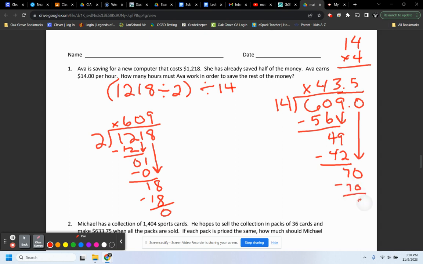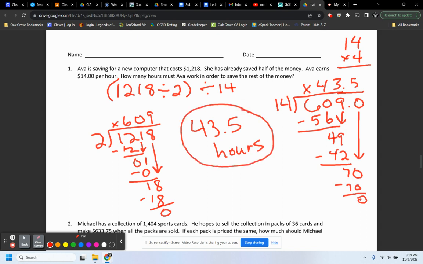Remember not to do that in your head. I just don't have room here to show it, but do that on paper, right? So 14 times 5 is 70. Subtract, we have nothing left over. So our answer is 43.5 hours, right? So you have 43.5 hours is the answer to this question. Don't forget to write down hours, right? You need to show that unit of measurement because that's what the question is asking you for.